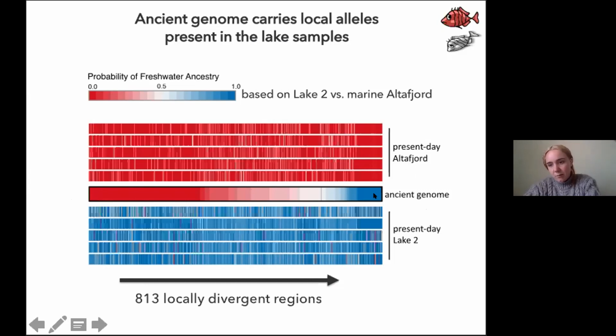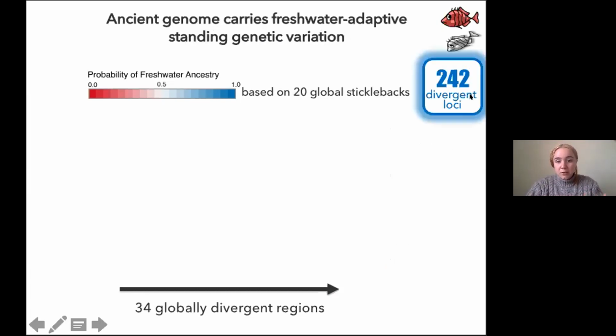But this doesn't necessarily mean that these freshwater regions have a function in freshwater adaptation. It could also mean that they have undergone some genetic drift, and that's why they are present in the Lake 2 population. But if we want to know whether the ancient genome was already carrying some freshwater adaptive alleles, for that we looked at these 242 divergent loci again. And actually, the ancient genome was only carrying a part of these regions.